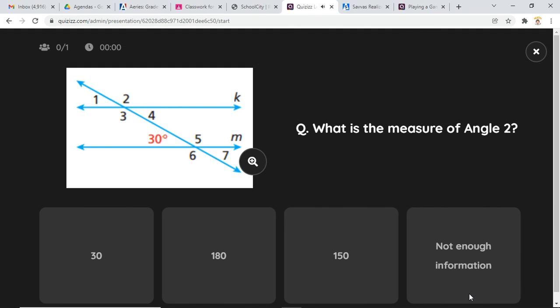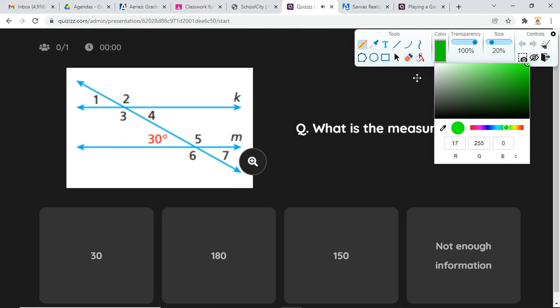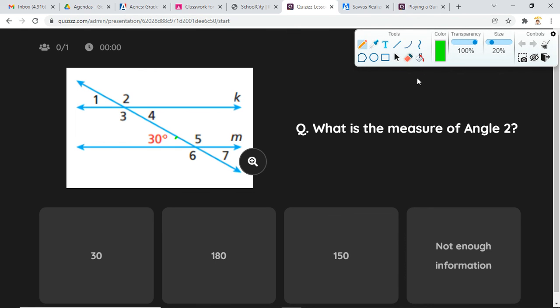Alrighty, so if you said 150 degrees, you're absolutely correct, and here's why. Notice here how this angle of 30 degrees and this angle 5 create a 180 degree angle. Since it's just a straight line, we know all straight lines add up to 180 degrees. So to find the measurement of angle 5, we would do 180 degrees minus the 30 degrees right here, which means angle 5 is equal to 150 degrees. And then since angle 5 is a corresponding angle with angle 2, we know that they are the same. So angle 2 is also 150 degrees.